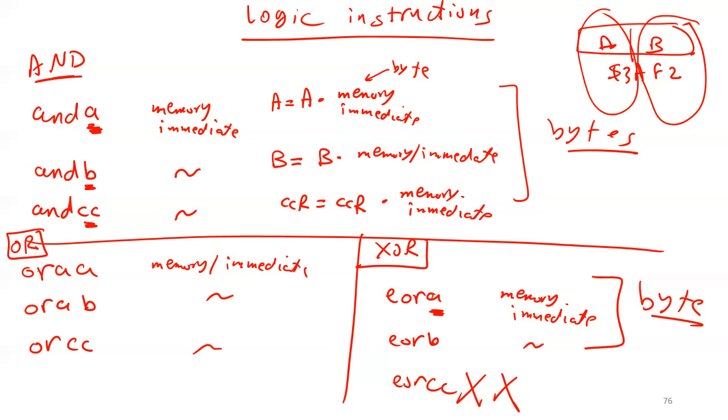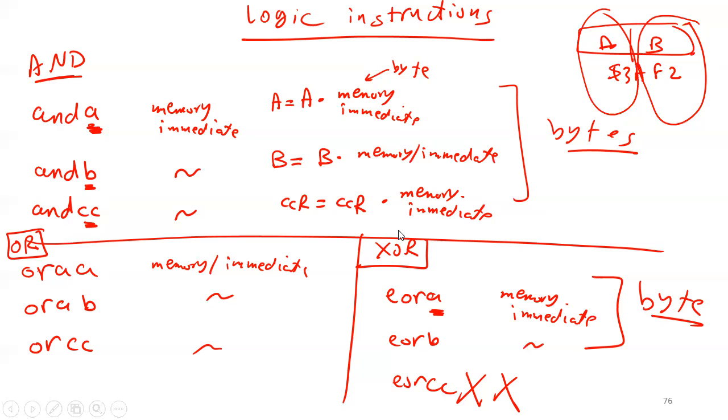For OR, we have exactly the same instructions. We have OR A with memory or immediate value, and OR B with memory. It's the same thing exactly, but this is for AND, this is for OR. All of them are for bytes, and the same idea applies. If you want to OR a word, you can do the same thing as I explained, using two instructions.